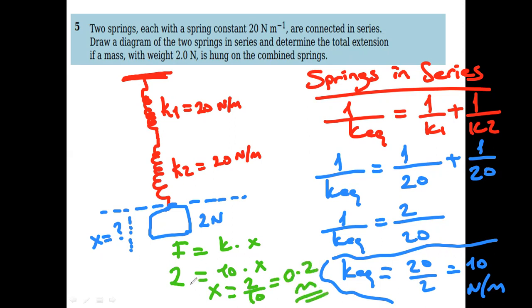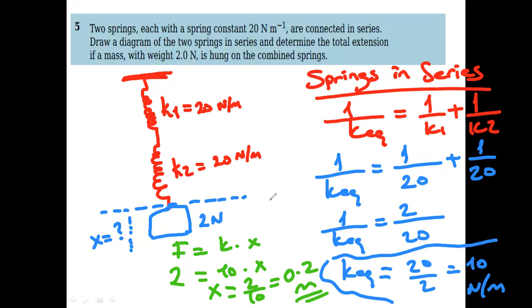So the extension of the springs will be 0.2 meter. Or if you change into centimeter, it will be 20 centimeter. So we have done the question. It's really important to know the equivalent spring constant when the springs are connected in series or connected in parallel.